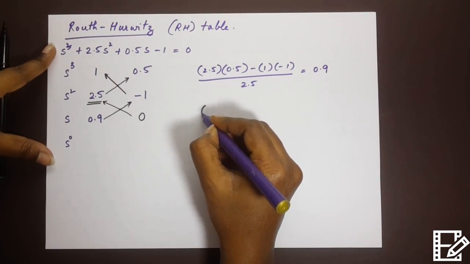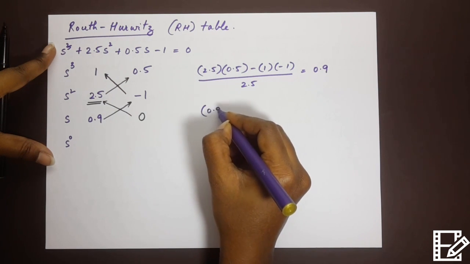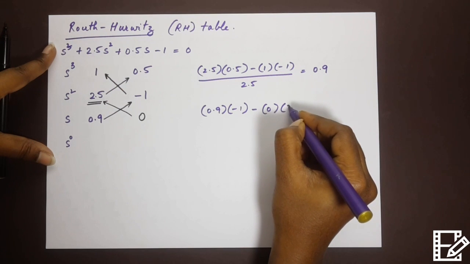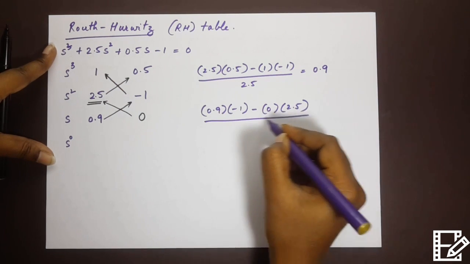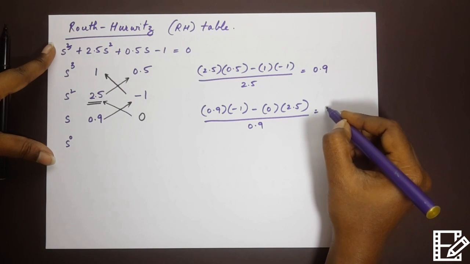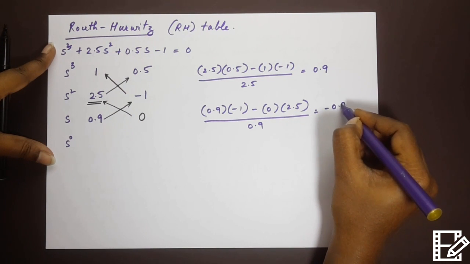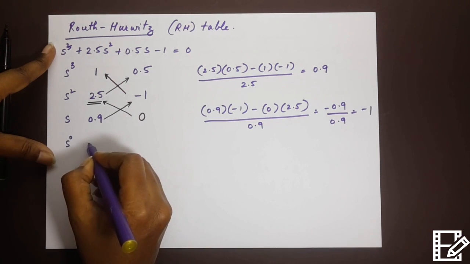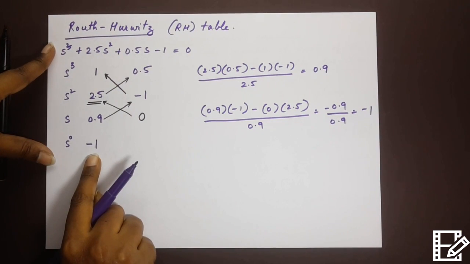So I'll write that here. So we have 0.9 multiplied by minus 1 minus 0 times 2.5 divided by 0.9. I should have written just 0 there, but either way. So we have here minus 0.9 divided by 0.9, which is minus 1. So the value here is minus 1. s power 0 is minus 1.